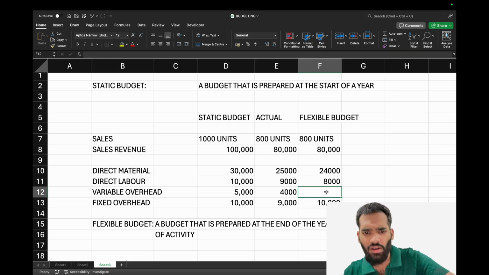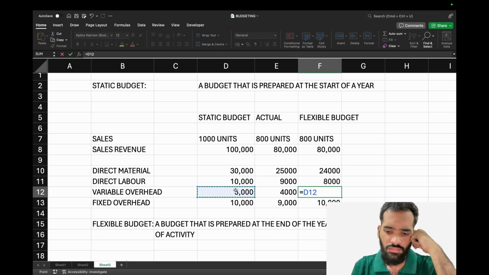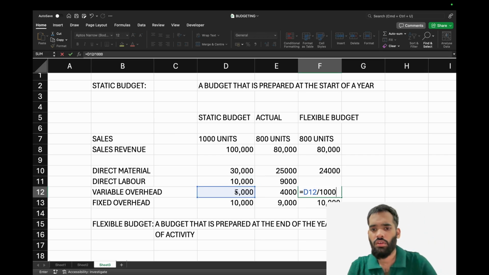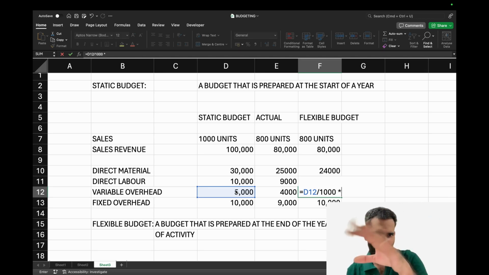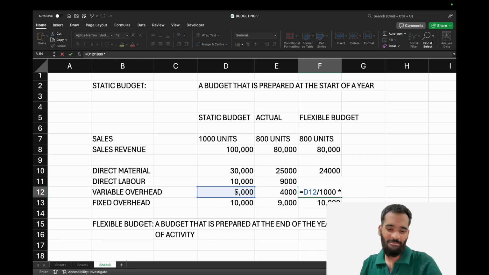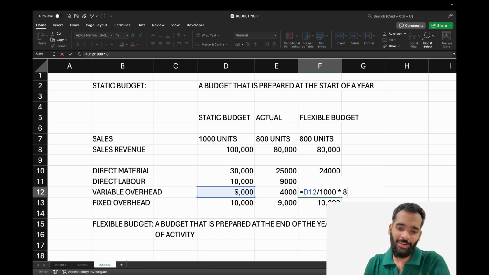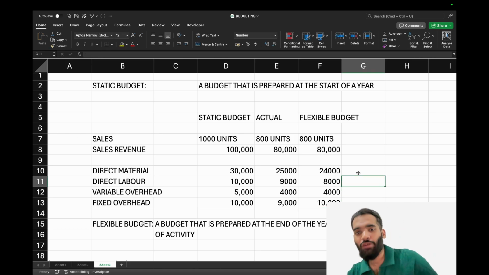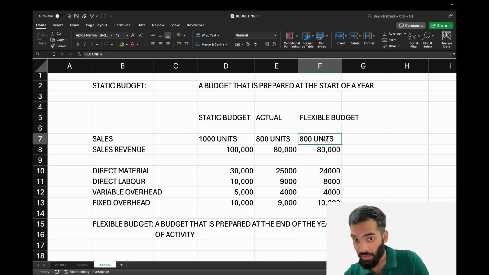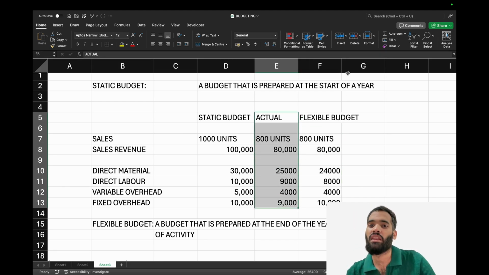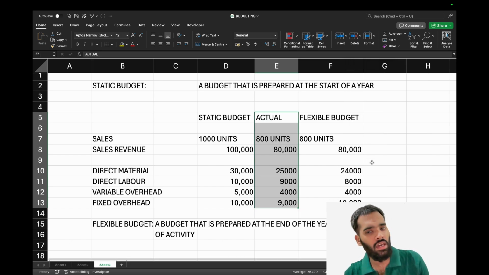However, for the variable overhead, we can assume for this many units it should have been 5,000 divided by 1,000 to get the per unit, and then times what actually happened. Okay, so there was a fly on my webcam there. So times 800. There we go. Now we know the flexible budget means how much money we should have spent or made based on this sales level, and what actually happened based on this sales level. And now we can identify where we went wrong.